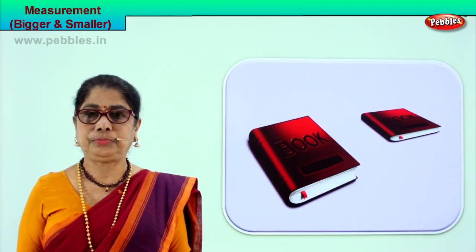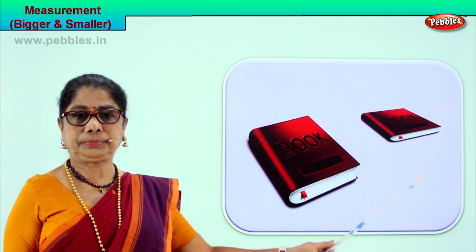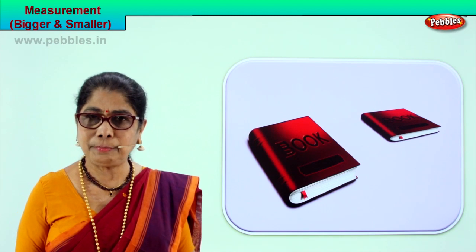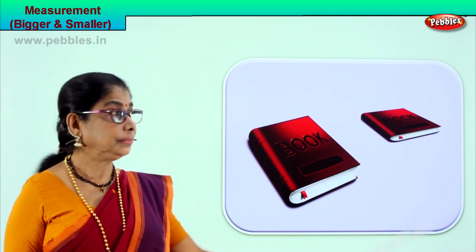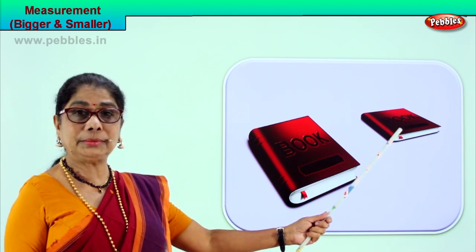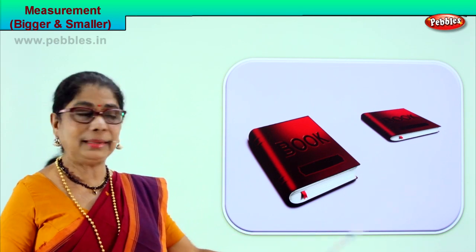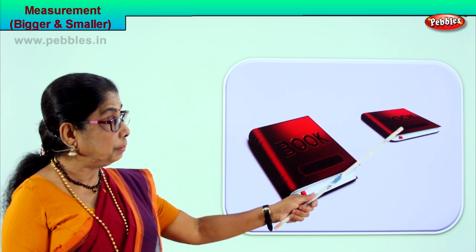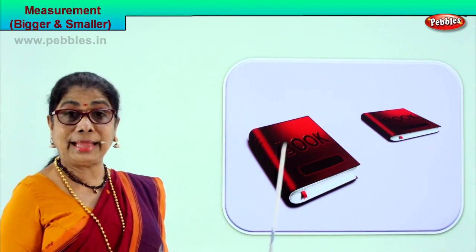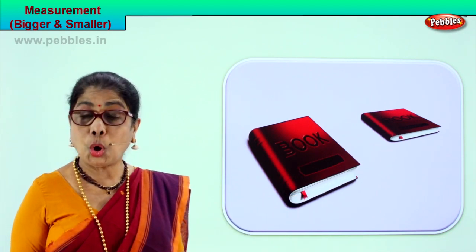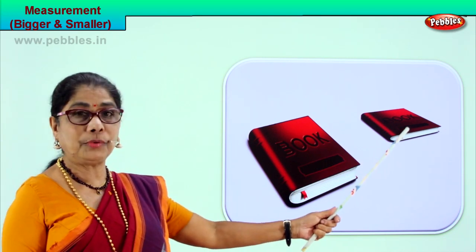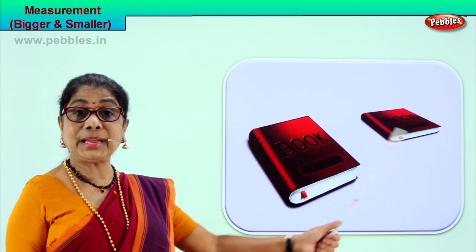Look, we have two books here. What are we doing? We are comparing. What are we comparing? Which is smaller? Definitely this is smaller. Which is bigger than that? This book is bigger. So we say this book is smaller than this book, or this book is bigger than this book. We are comparing two sizes.